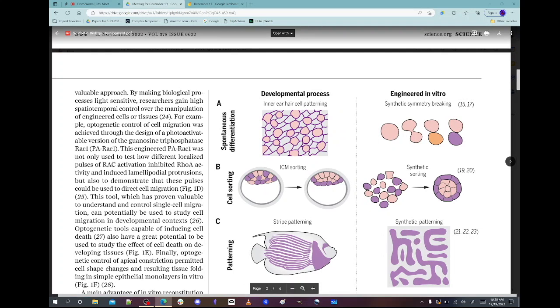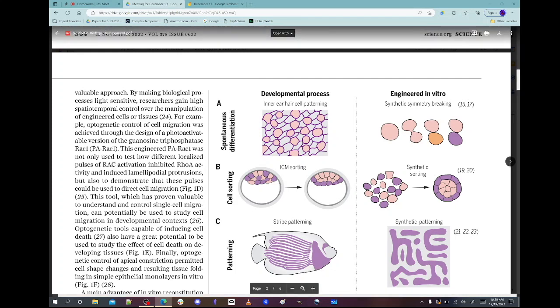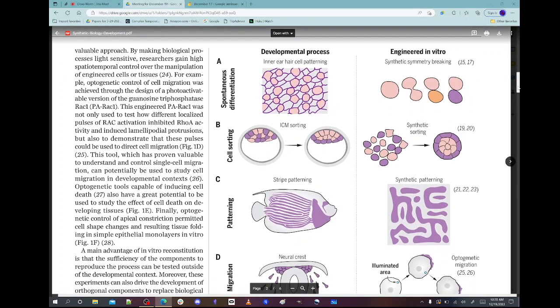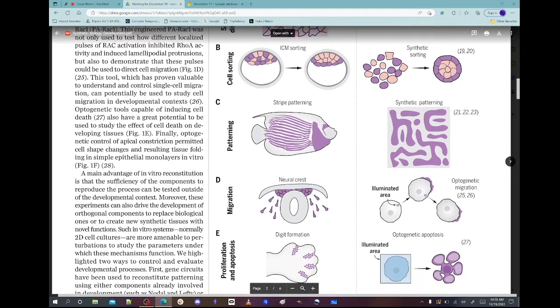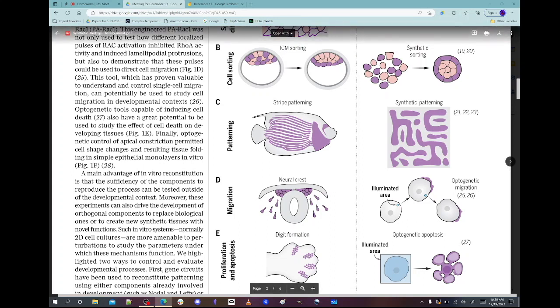This is cell sorting, B, where you get cell sorting in the inner cell mass. And you have synthetic sorting on the right, which is in vitro, again, not in the context of a developmental body. And you get the same sort of effect where you get an outer ring and then this inner mass of cells. They're different states, so they're sorted. You have them initially in this sort of random configuration, and then they form this pattern. And for C, you have stripe patterning, so you can do this on the fish's body and their skin, or you can do it in a two-dimensional array where you get this patterning.